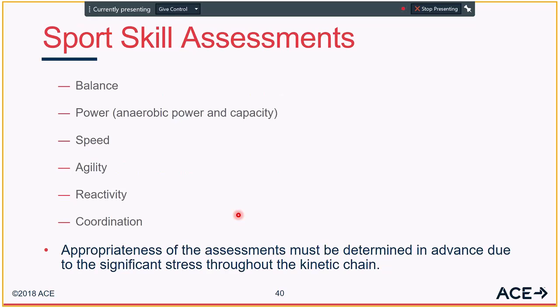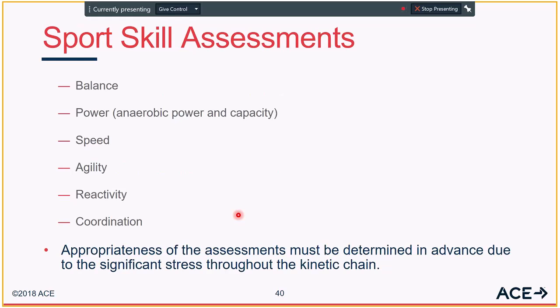And we're going to move on to sport skills. So your sport-related skills assessments is more so for your athlete population. Maybe if you have youth athletes, maybe doing some of these. Your average client, though, most likely not, unless you're working with actual athletes all the time.